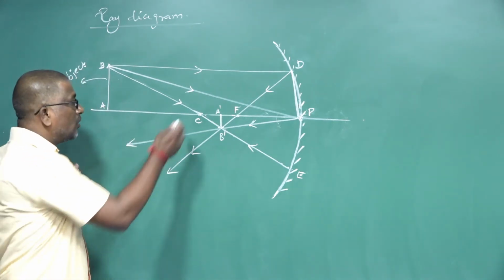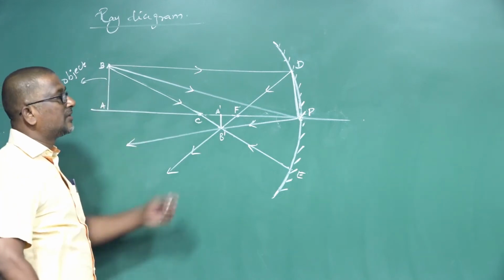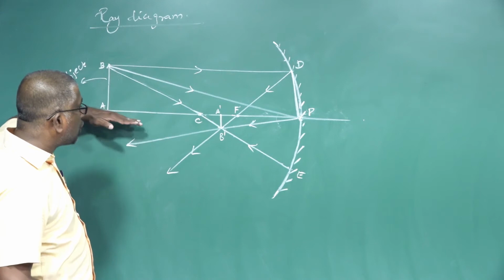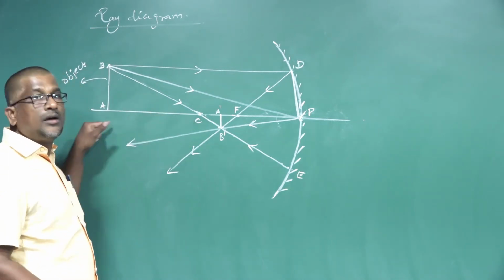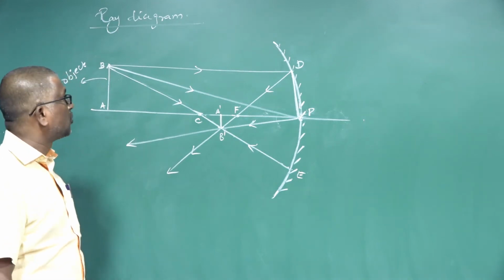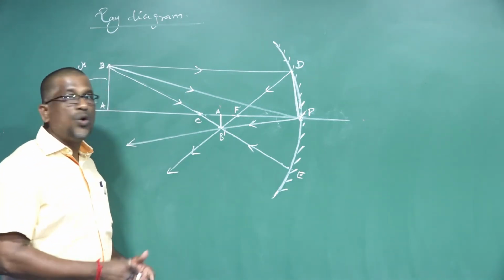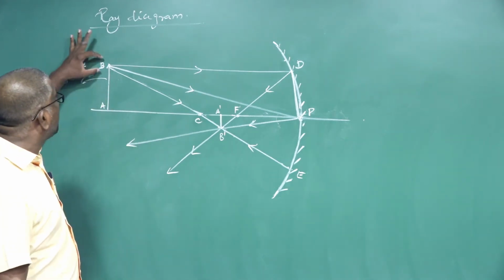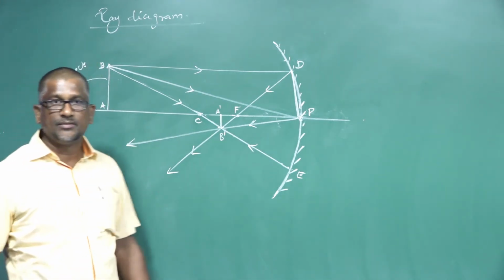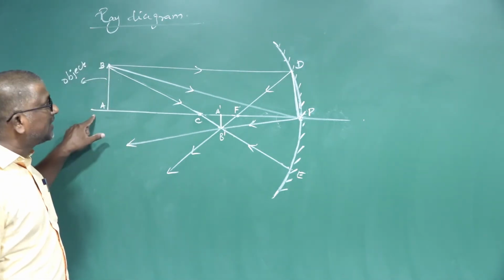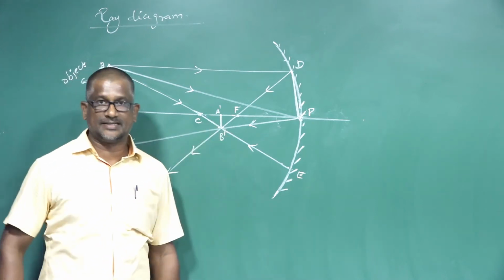Where is it placed? Far away from the center of curvature of a concave mirror. The object AB is placed on the principal axis far away, or behind, the center of curvature. Now we consider three paraxial rays from the point B on the object AB.